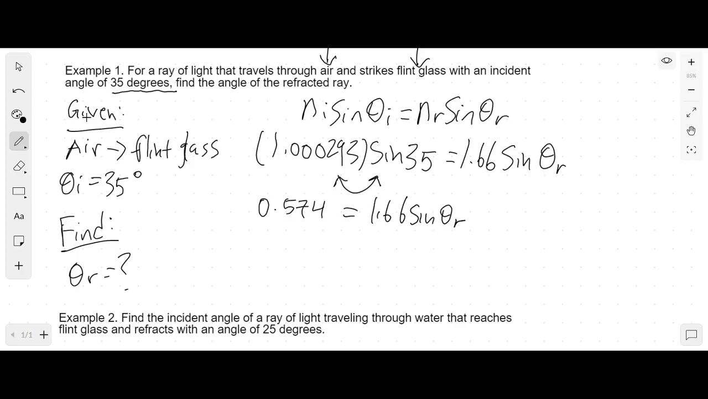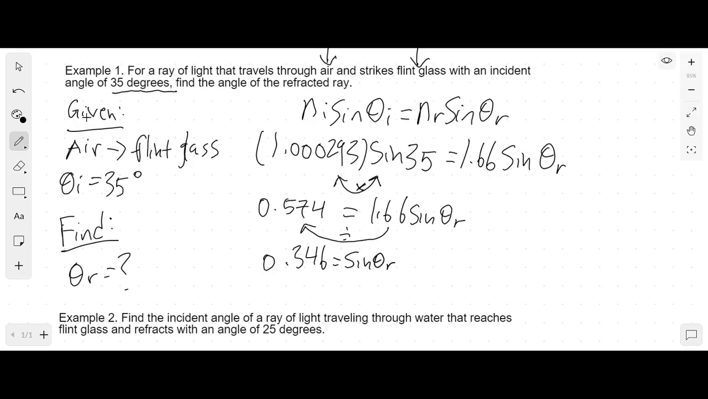Now the next step is to divide the 1.66 over. So this comes over like this. This is a multiplication here, so this will be a little division here. 0.574 divided by 1.66 gives us a value of close to 0.346 equals sine theta r.